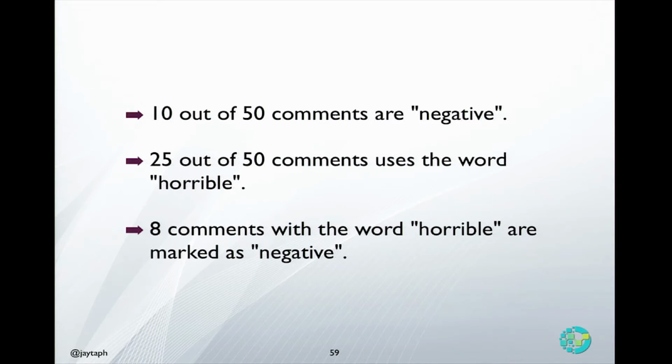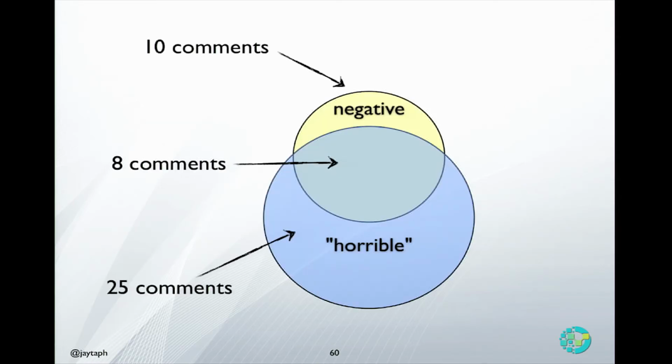25 of those 50 comments use the word horrible in it. So that means that there's a lot of positive comments that still use the word horrible. And 8 comments marked with the word horrible are marked as negative. In a Venn diagram, I get something like this. It's probably not to scale, but there are 10 negative comments, 25 horrible comments, and 8 overlaps.